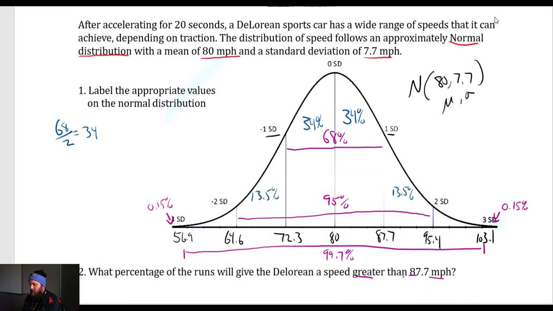So between 2 and 3 standard deviations is 2.35%, and over here is 2.35% between -2 and -3.